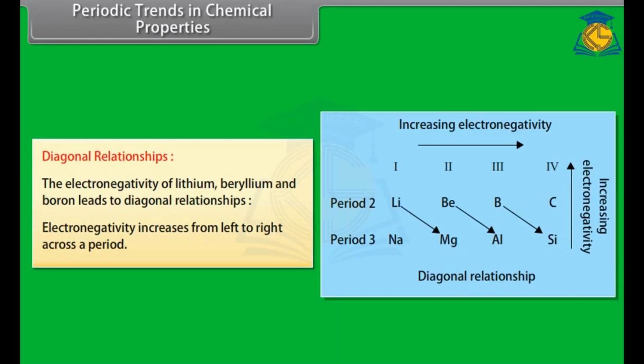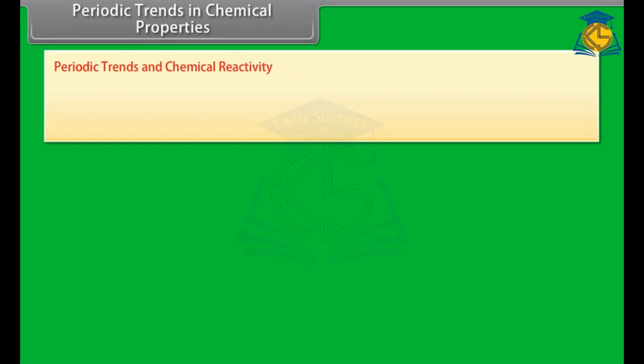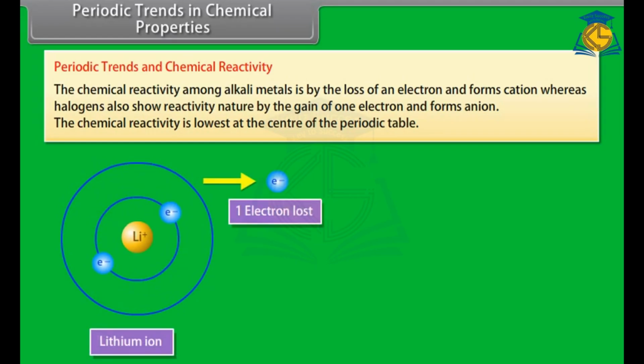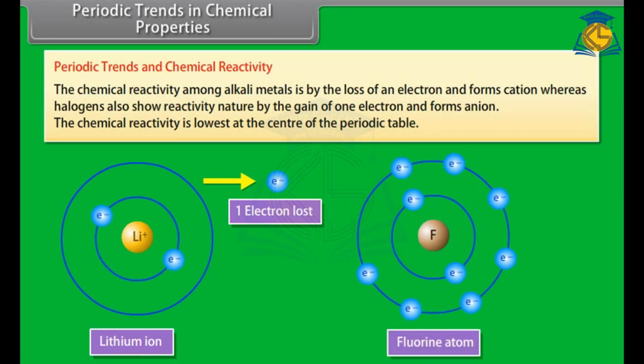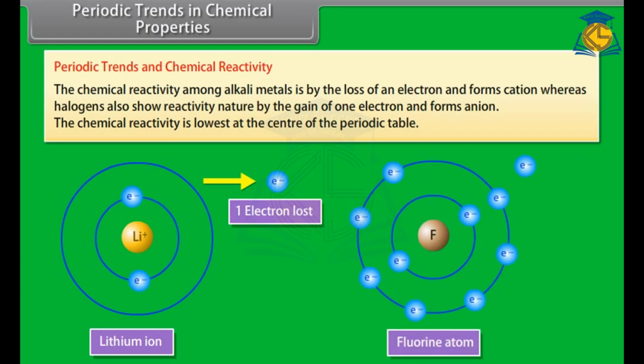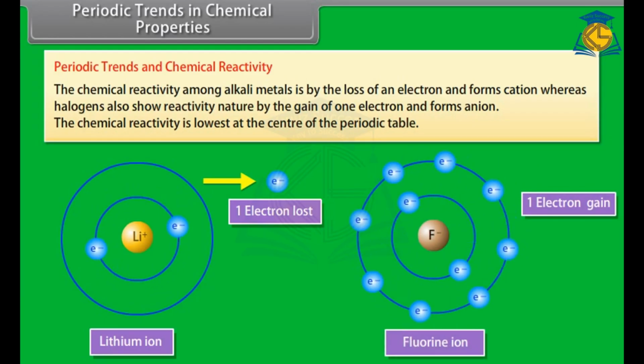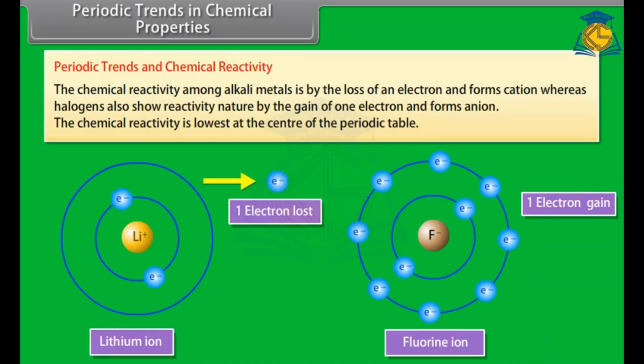Electronegativity increases from left to right across a period. Periodic trends and chemical reactivity. The chemical reactivity among alkali metals is by the loss of an electron, forming a cation, whereas halogens also show reactivity by the gain of one electron, forming an anion. The chemical reactivity is lowest at the center of the periodic table.